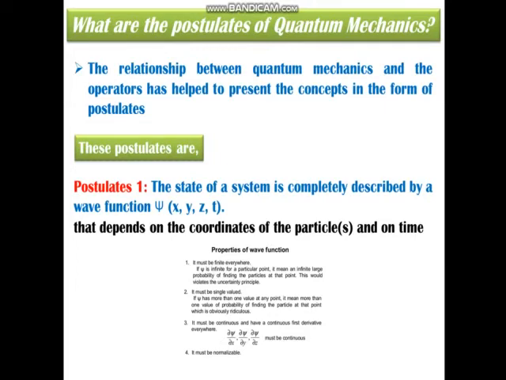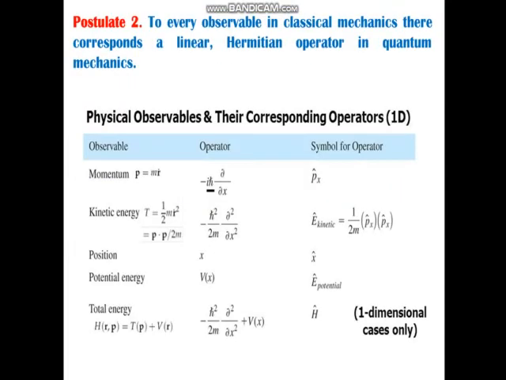So what is a wave function? Actually, wave function is a similar term to the amplitude of a wave in classical mechanics. And in quantum mechanics, you can describe the state of a system completely by using a wave function. The wave function must be finite everywhere, single valued, continuous, and it must be normalized. So these are some of the properties of the wave function.